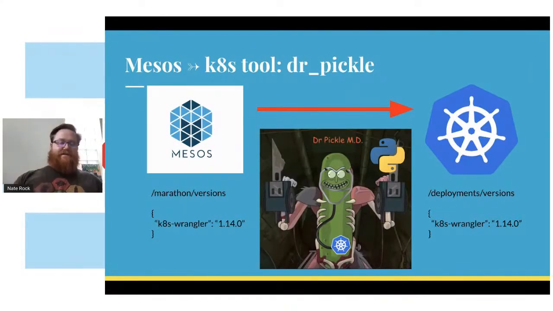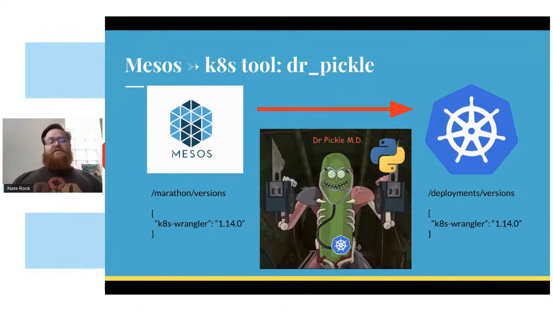So this is just an example. In Mesos, you might have an app running on the Marathon versions endpoint that gives you a version of an app called k8s Wrangler, 1.14.0. And then that same containerized app running in the Kubernetes cluster should also return the same simple JSON format with the name of an application and a version.